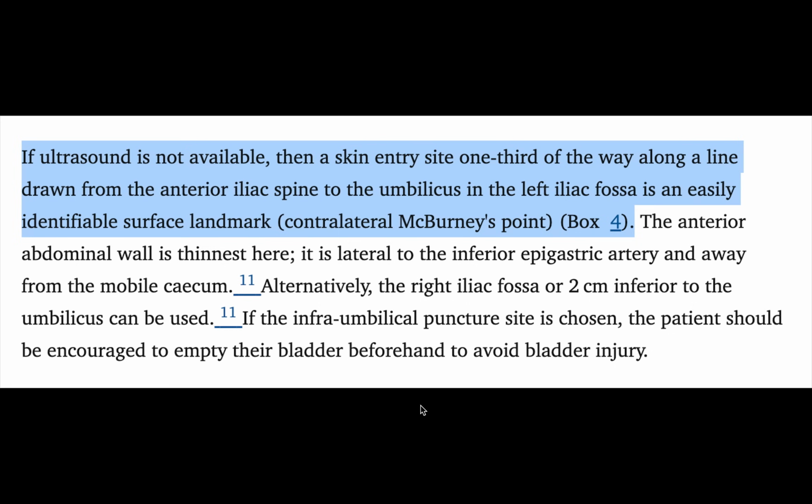And then actually this document also goes on to give an explanation that we're also going to see repeated, which is that the anterior abdominal wall is thinnest here. It is lateral to the inferior epigastric artery and away from the mobile caecum. So this is another indication that the left quadrant should be used for this procedure.